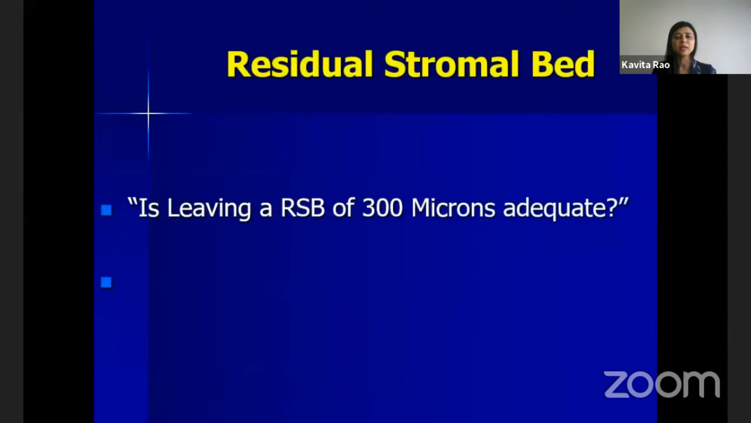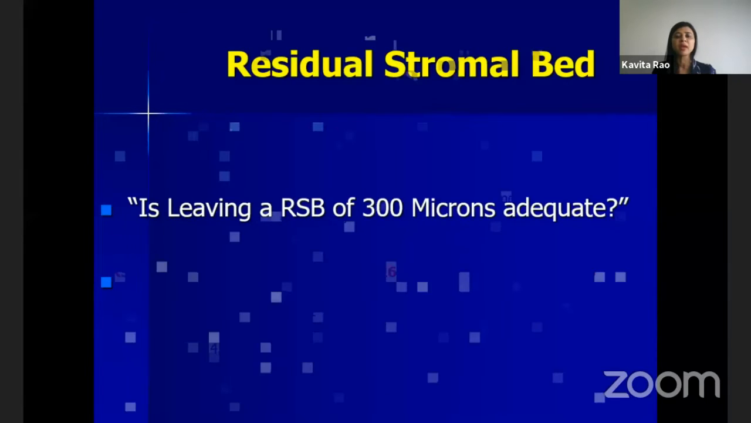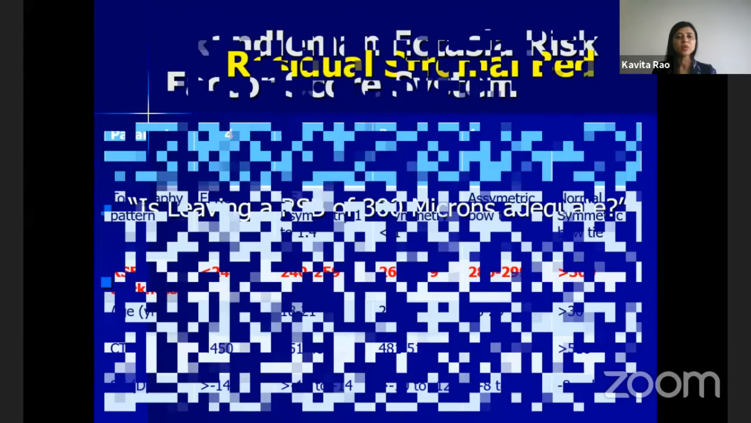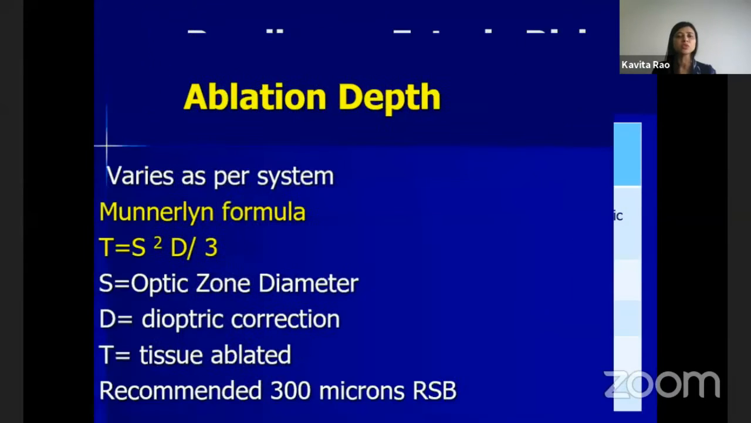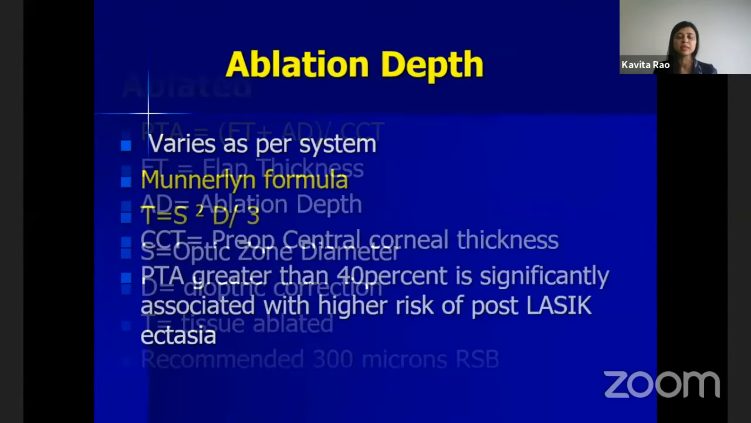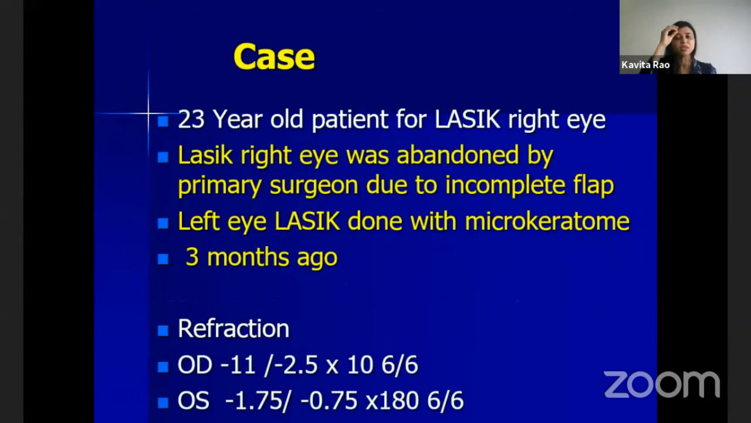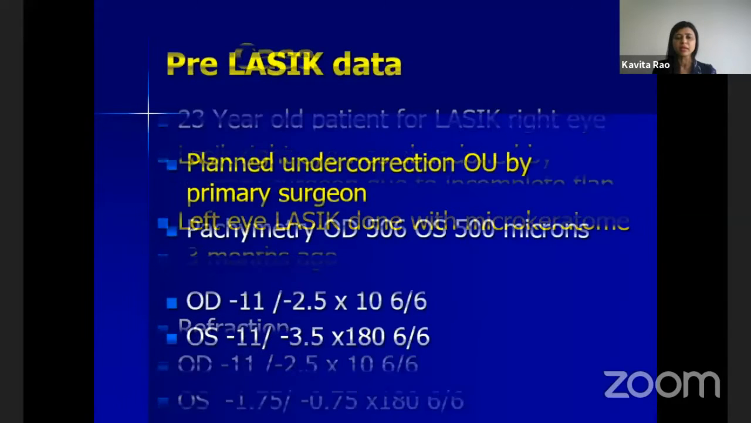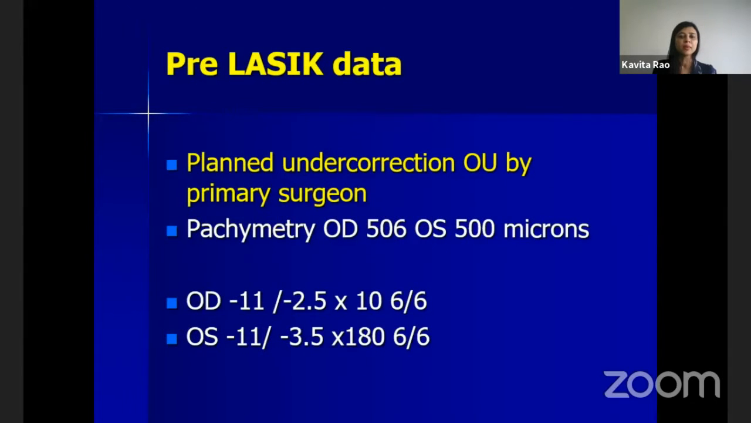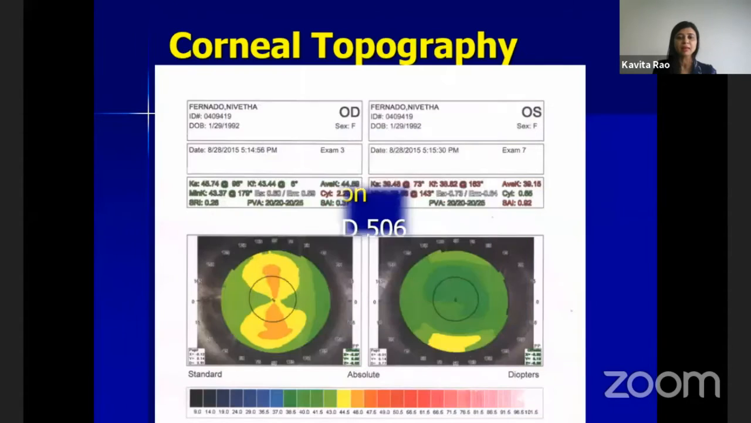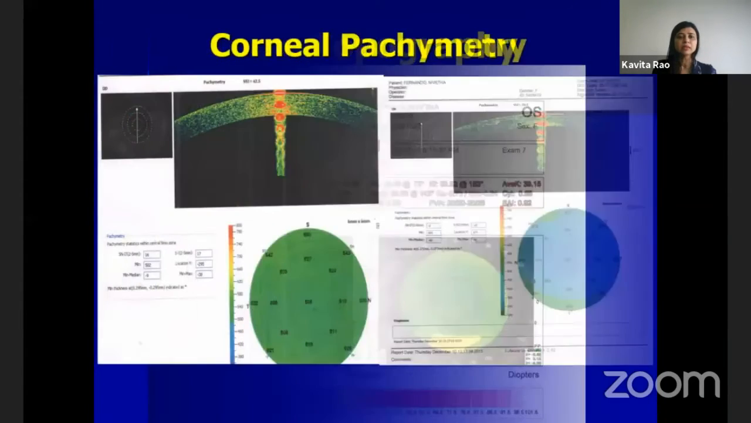Now, when we look at RSB, is leaving an RSB of 300 microns adequate? We all know that we also need to look at PTA, which is the percentage of tissue ablated, and not only at the RSB. This was a patient operated elsewhere where the LASIK in one eye was abandoned due to an incomplete flap. And left eye LASIK was done, and the surgeon had actually planned for an undercorrection. This was the patient's refractive error, and this was the plan in the surgeon's mind. Left eye is already done and right eye was an abandoned surgery. This is the corneal thickness.